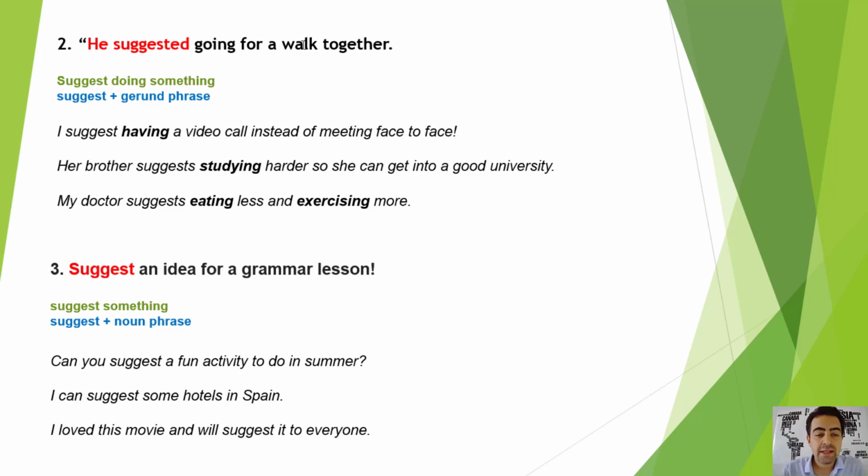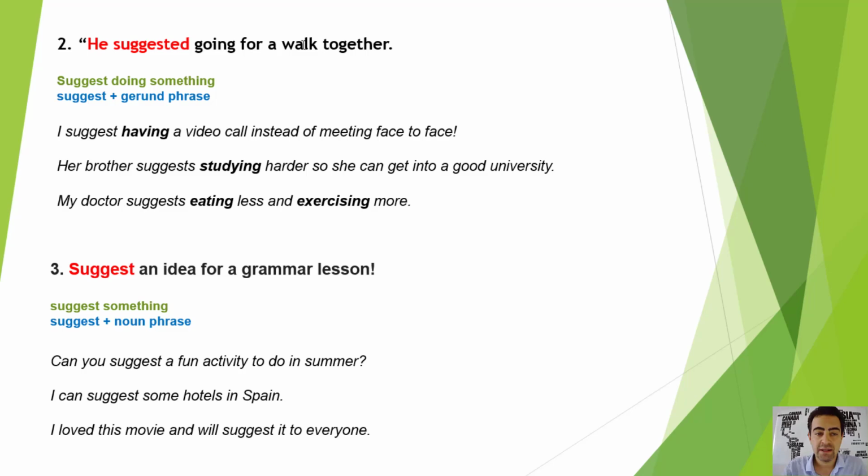So now let's read the first example. I suggest having a video call instead of meeting face to face. Okay, that's correct. Her brother suggests studying harder so she can go into a good university. So this is the same example from the previous model, but we just changed it to using a gerund phrase in the sentence. Suggest studying harder. My doctor suggests eating less and exercising more.